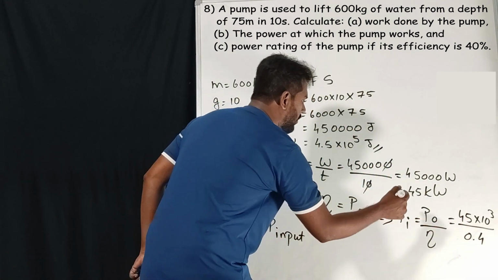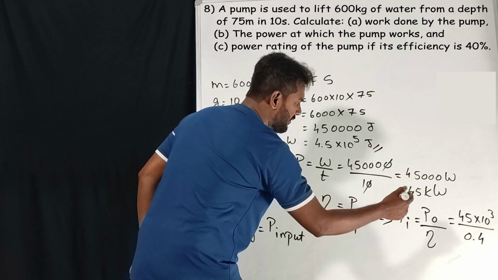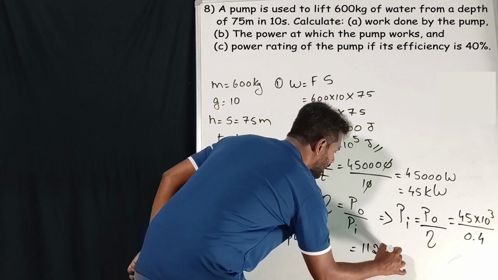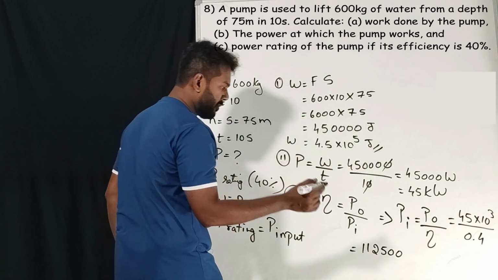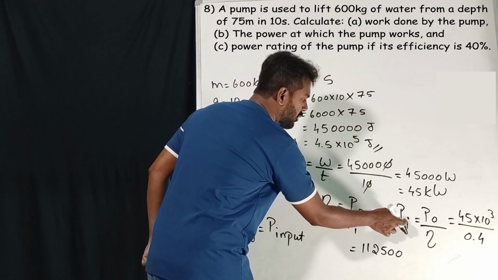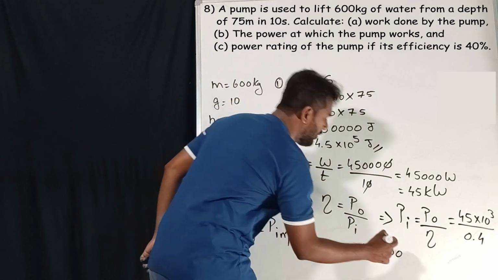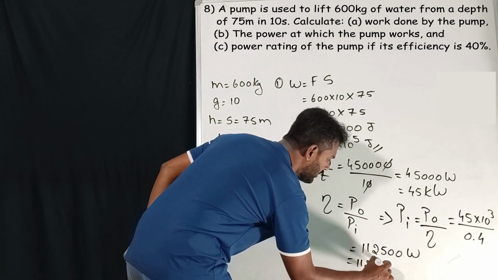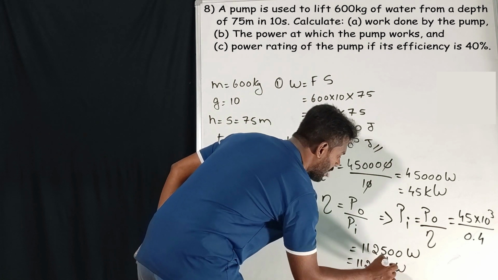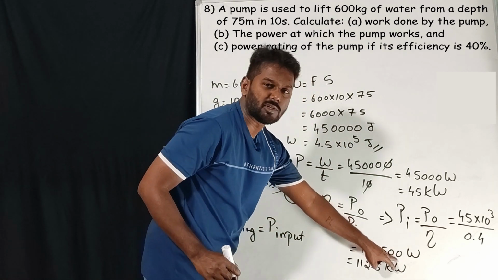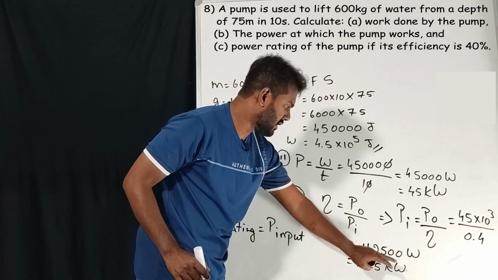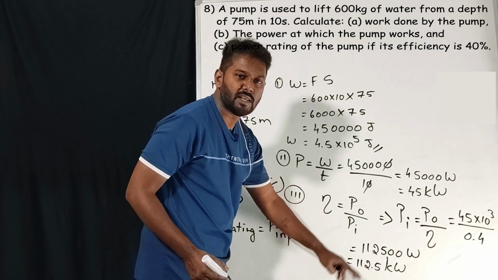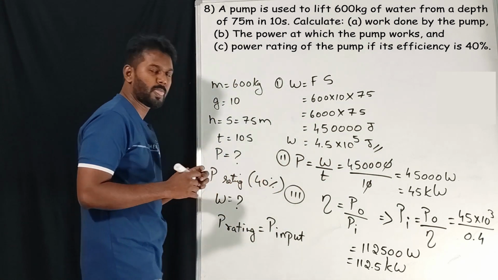0.4. So 45 into 10 power 3 divided by 4, you will get the answer as 112,500. Again, we are talking about power, so the unit will be watt only. In the textbook, they have given 112.5 kilowatt. If you divide by 1000 in this answer, we will get kilo. Don't worry about these two. If you write it in any form, you will get full marks.